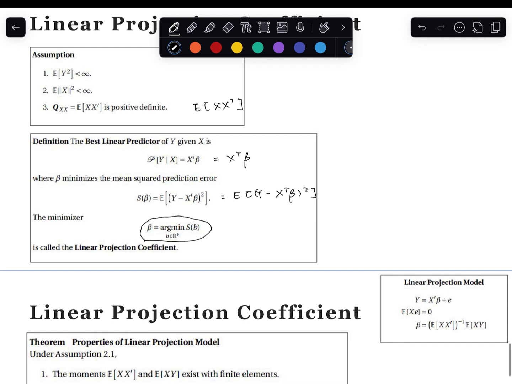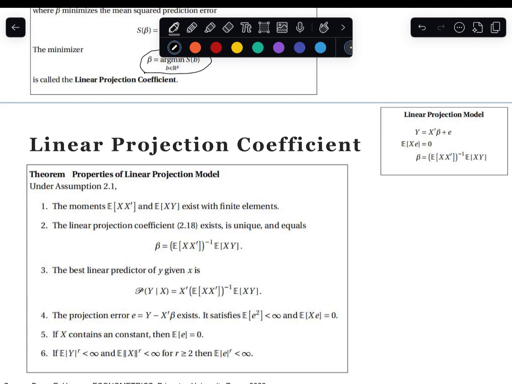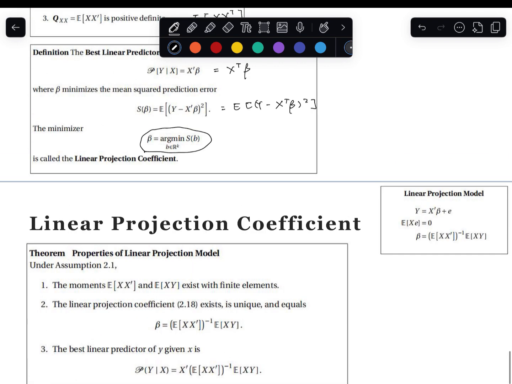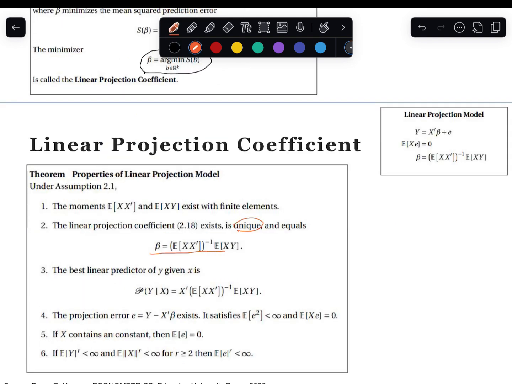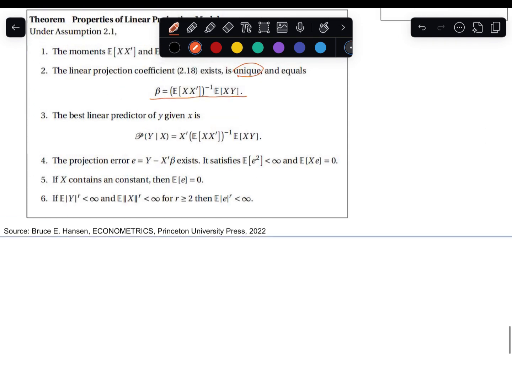And it has some properties. Under the assumption, the moments E[XX transpose] and E[XY] exist with finite elements, which is just based on the assumption here. And the second, the linear projection coefficient exists and is unique and equals this one. So I want to prove the same.